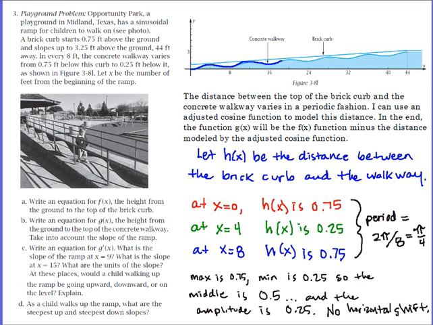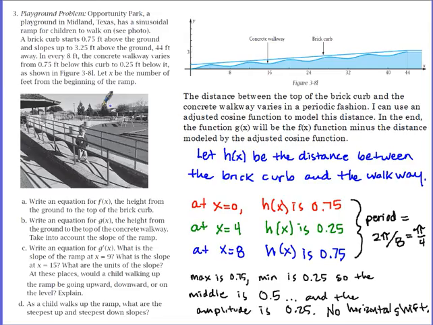So what we really need to do, I'm sorry about changing the page there, is pay attention to all of these vertical differences. See how they're getting bigger, and then smaller, and then bigger, and then smaller again. Well, this is all in a periodic fashion. So that distance between the brick curb and the top of the concrete walkway happens in kind of a periodic fashion. So I wrote a little paragraph here describing that. I'm going to use an adjusted cosine function to model that distance.